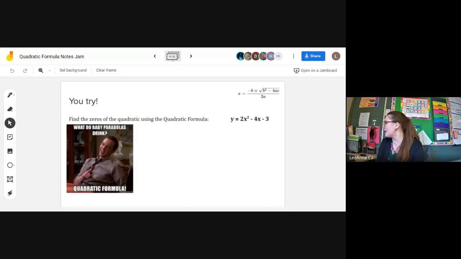We are on frame 9, and I want you guys to try this yourself. So I'll give you like a full 2 minutes here because this is a trickier problem. Remember, you're plugging everything in.